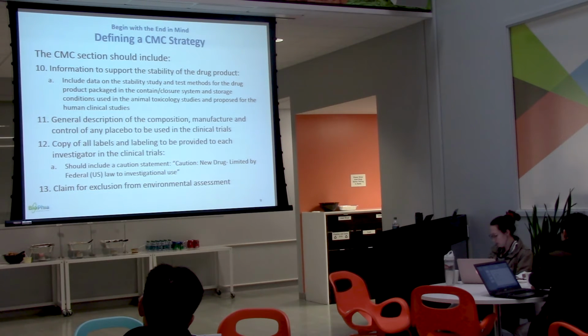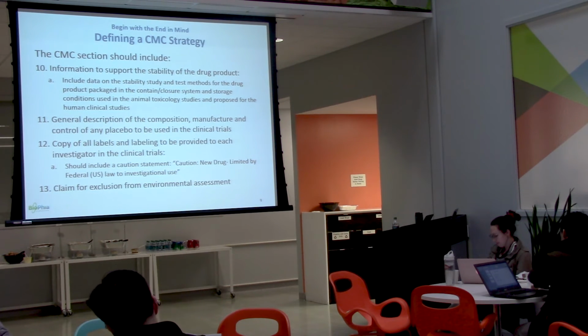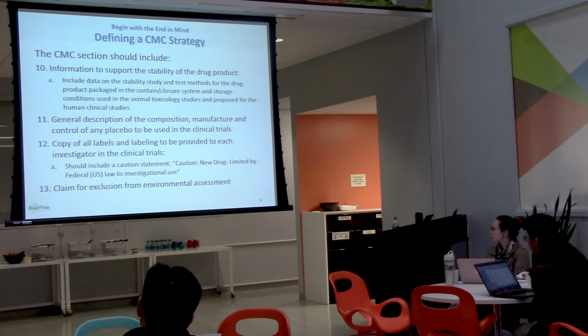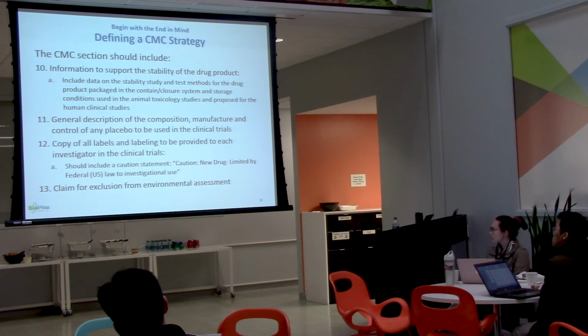So here's something that's kind of unrelated to your actual drug, but if you're using a placebo, you need to have a description of its composition, where it comes from, who's making it, and so on. And then copies of all labels that are going to be provided to the investigator during the clinical trials. And something that the FDA requires, in addition to any information that you want to put on the label, you have to have that statement there: "Caution: New drug, limited by federal law to investigational use." So that has to be on the label.